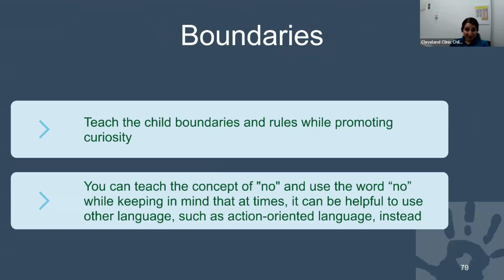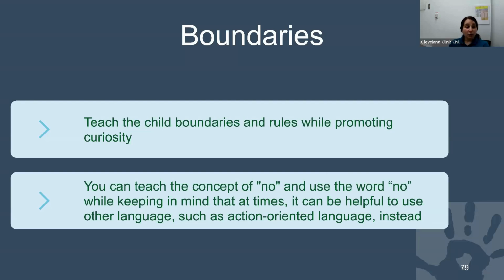And when it comes to boundaries, it is okay to teach boundaries. It's okay to have rules. It's okay to use the word no. A lot of times, parents feel hesitant to teach the word no. It is okay to do that. It's important for your kid to learn the word no, because there's going to be times when they're in school and they raise their hand and ask for something and the teacher says, no, not right now. So we do want kids to learn boundaries and learn rules.